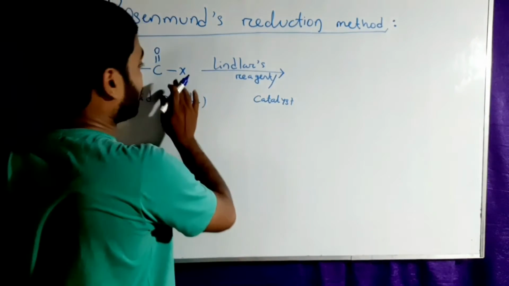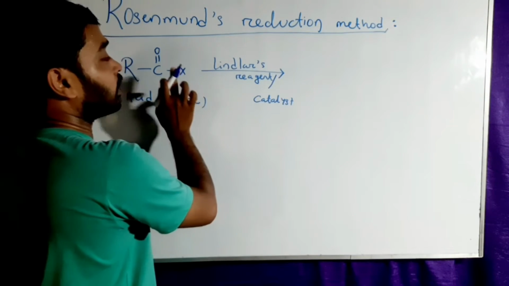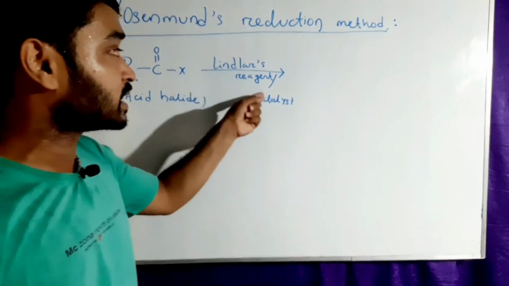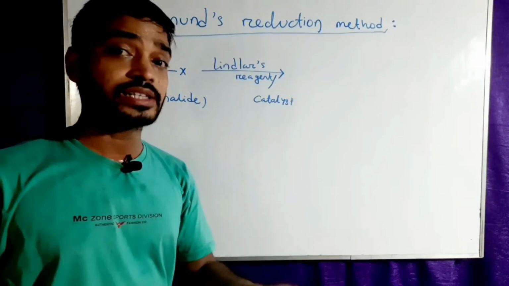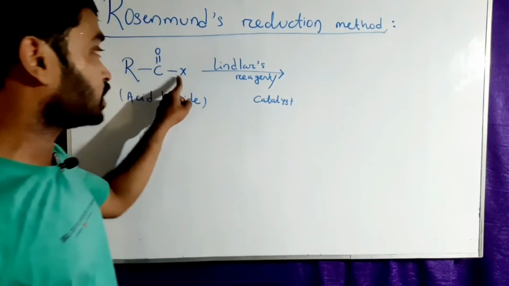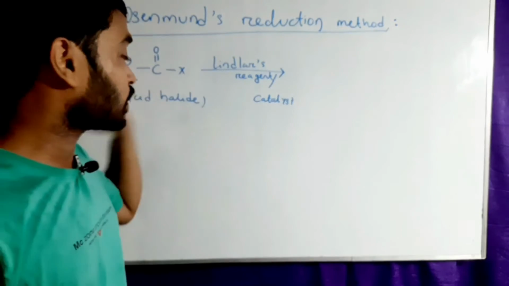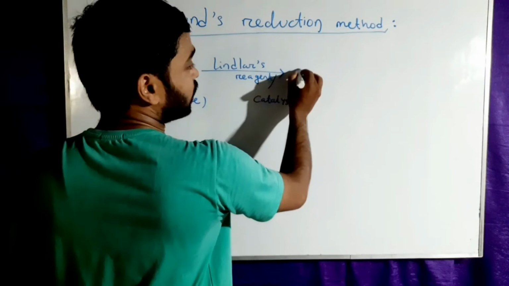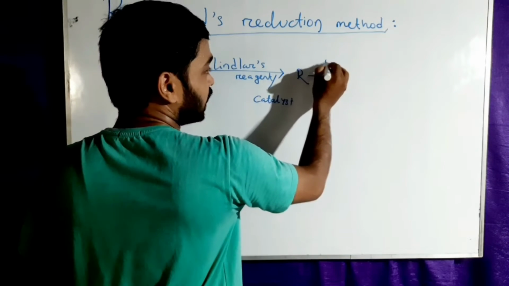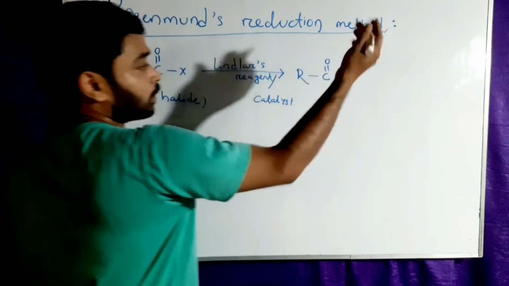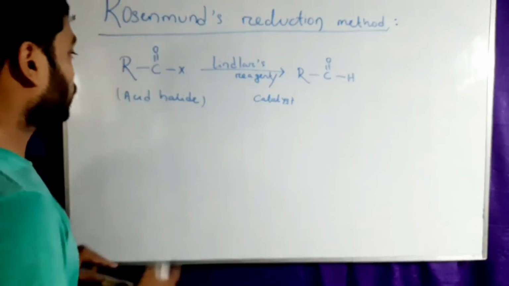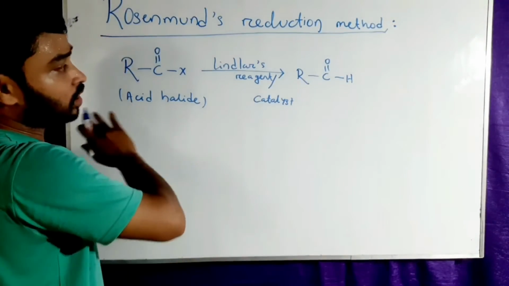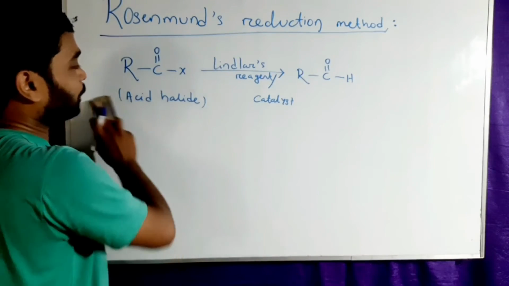Here the halogen atom of the acid halide will be replaced by the reducing agent, which has the tendency to release nascent hydrogen. So hydrogen will replace the halogen atom, resulting in the formation of the aldehyde. That means aldehyde will be produced directly from the acid halide without going to alcohol. This is the complete process of the Rosenmund reduction. Let's learn in detail about that part.